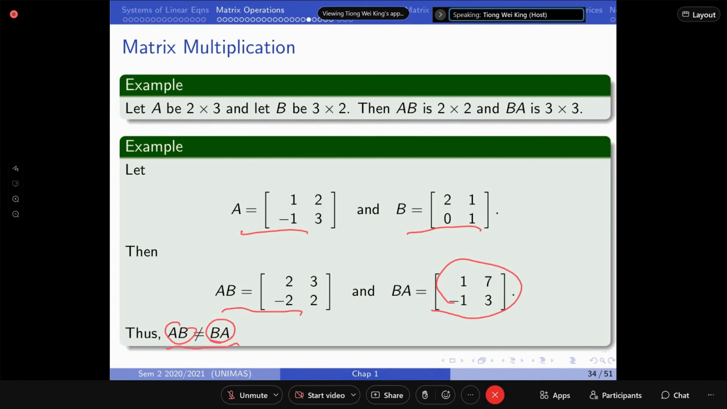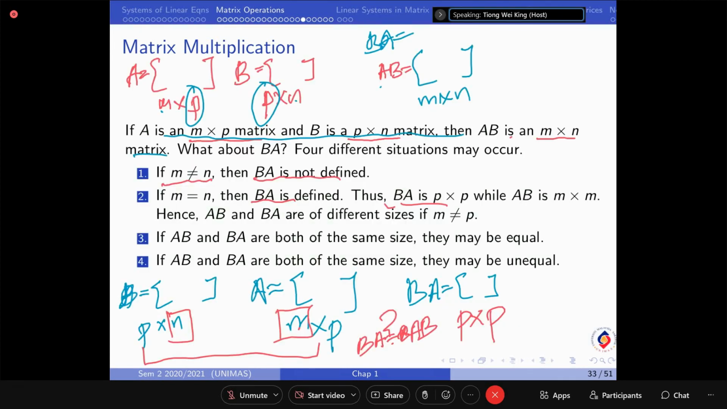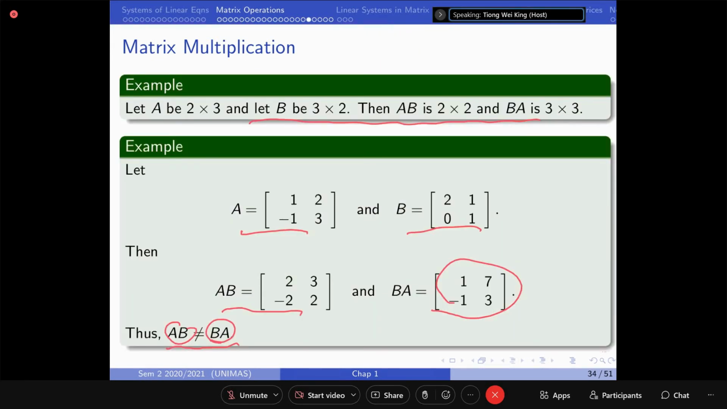Now this example is to find the sizes like the one I explained just now. It's not very difficult, so I'll just skip.